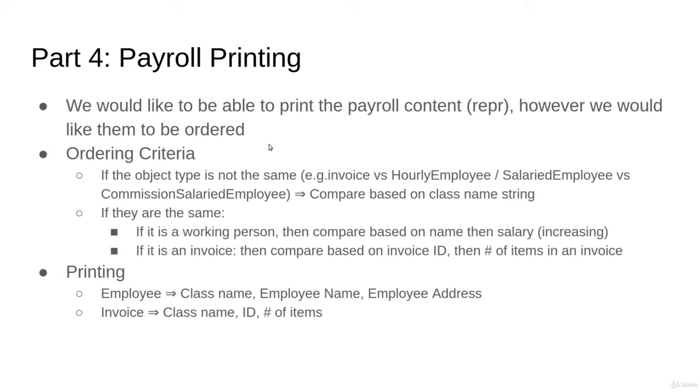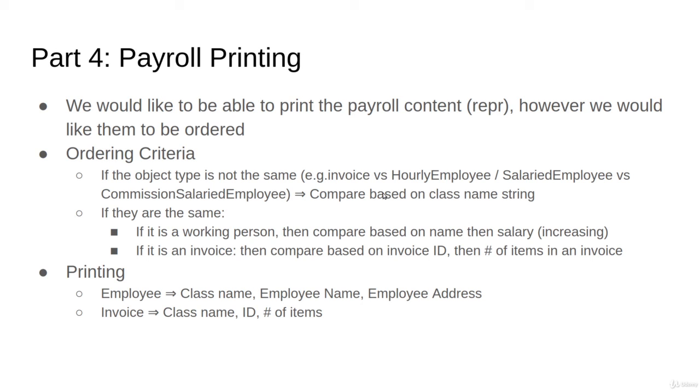Part 4, the final part, we would like to print the payroll items, which are mainly the payables from the invoices or the employees. However, we would like to order them first. The sorting criteria is as follows. Notice now the payables are of different types of employees and also an invoice type. If an object type isn't the same, for example, one object is an invoice and another is an hourly employee, or maybe a salaried employee versus a commissioned salary employee, compare based on the class name. Okay, so now every group of similar type is going to be grouped together, and the overall order of the data types is based on what? It is based on the class name.